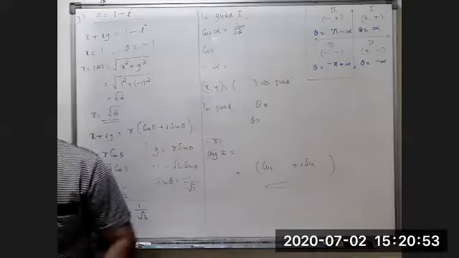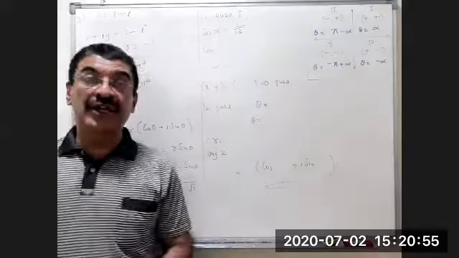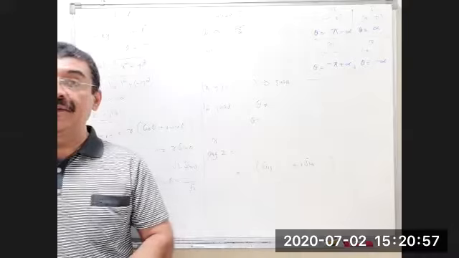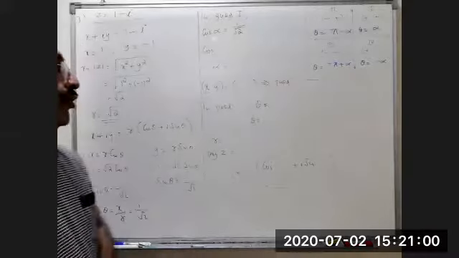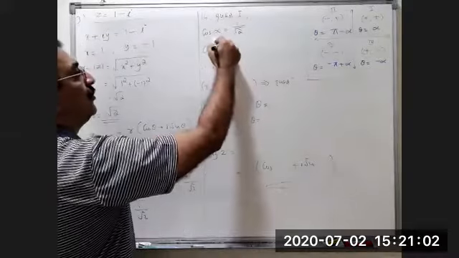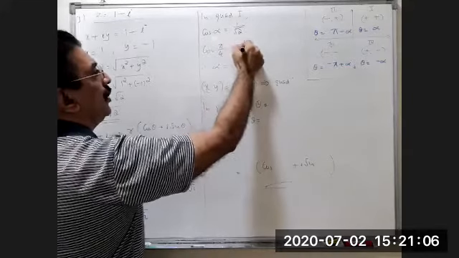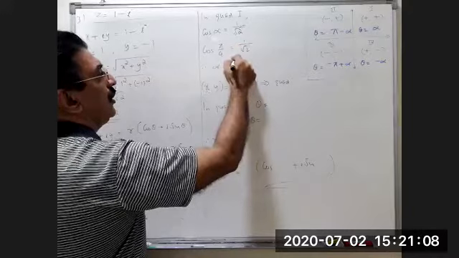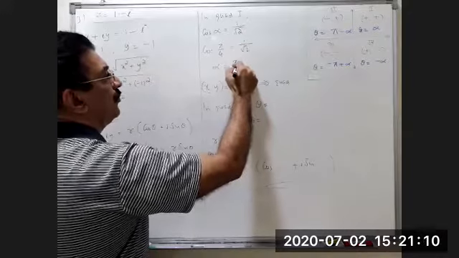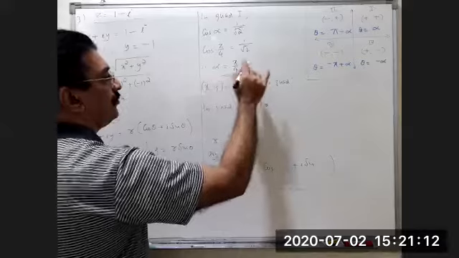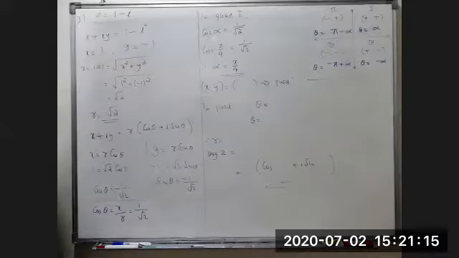That also you learned in class 10. Cos 45 degrees. 45 degrees is the same as pi by 4. So cos pi by 4 is equal to 1 by root 2. Therefore, alpha is pi by 4. We got alpha.